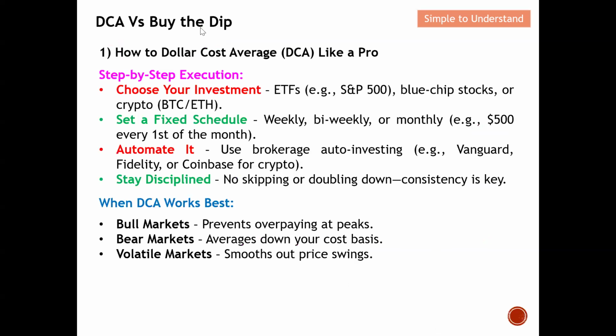Let's start the discussion by discussing step-by-step execution of dollar cost averaging so that you can be like a pro. Firstly, you need to choose your type of investment. Like I mentioned earlier on, for people that choose DCA, typically they are a so-called new investor or they do not want to do so much in terms of investment. This is typically for long-term investment.